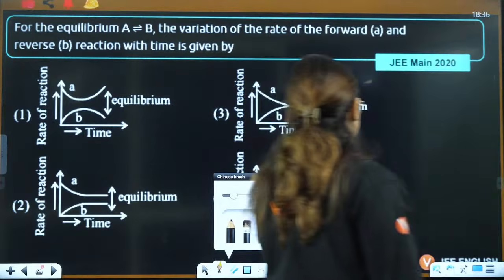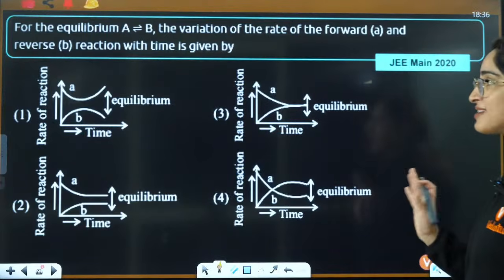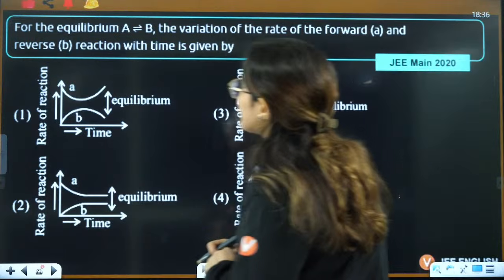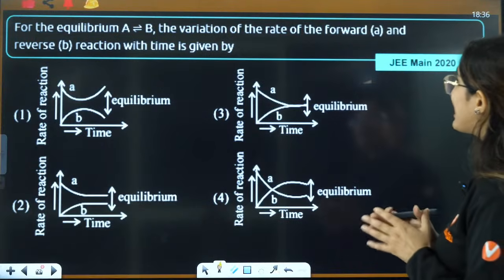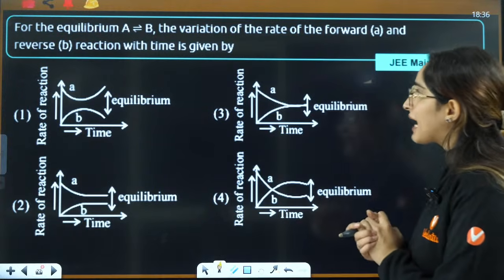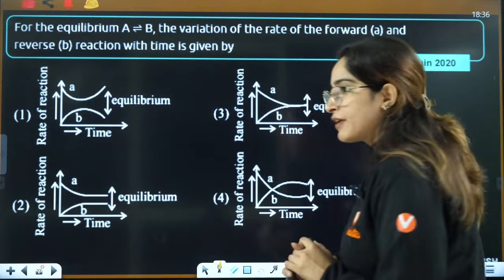Now let's see. Based on this very simple thing, they have asked you a question in JEE 2020: for the equilibrium A to B, the variation of rate of forward and backward, that is reverse reaction, with the time is given by which graph?